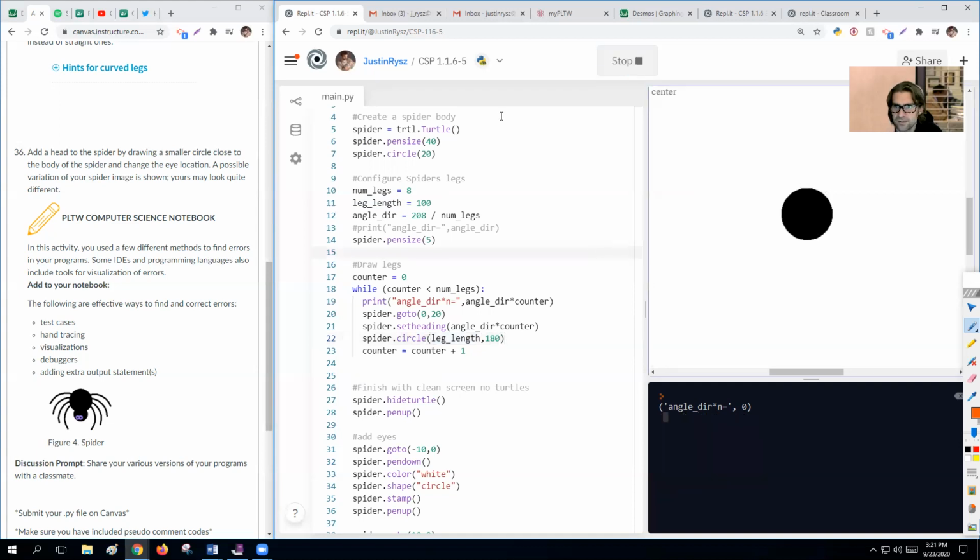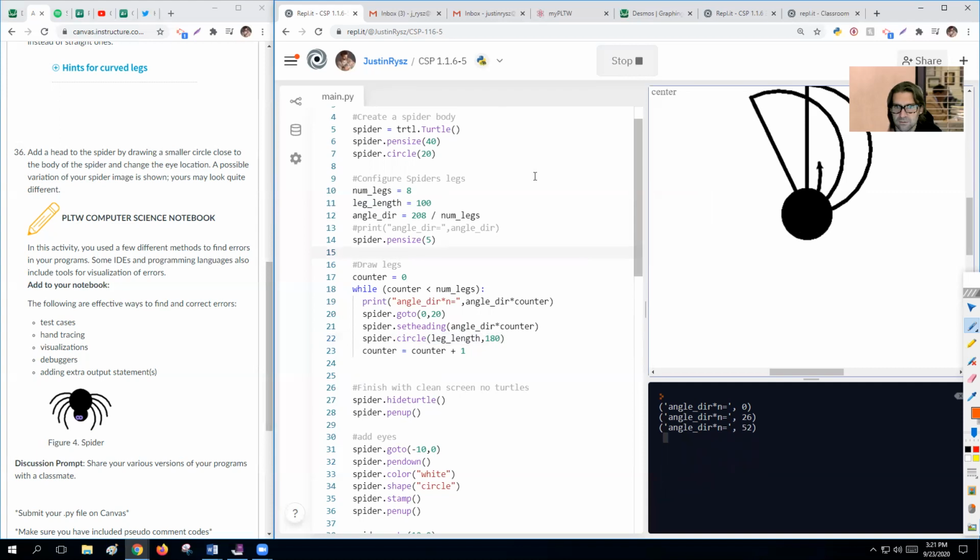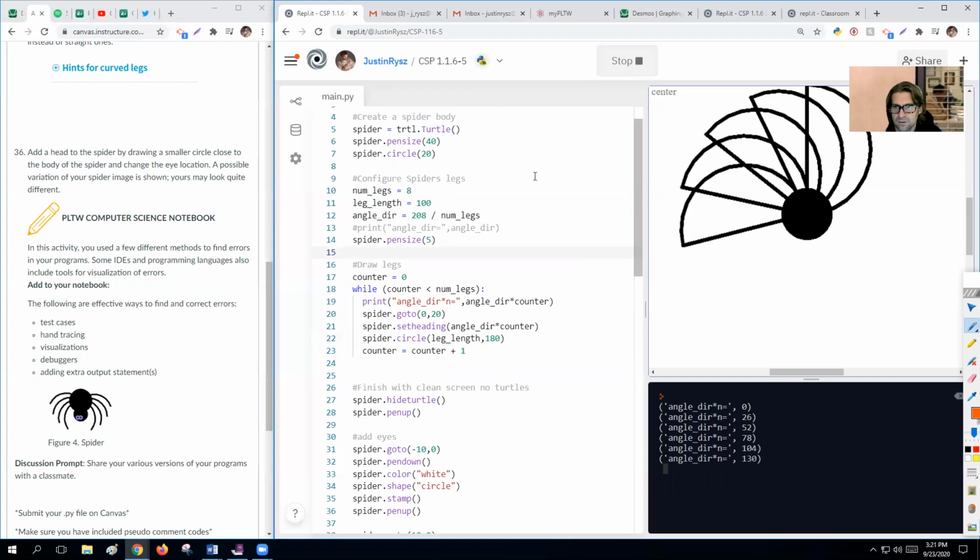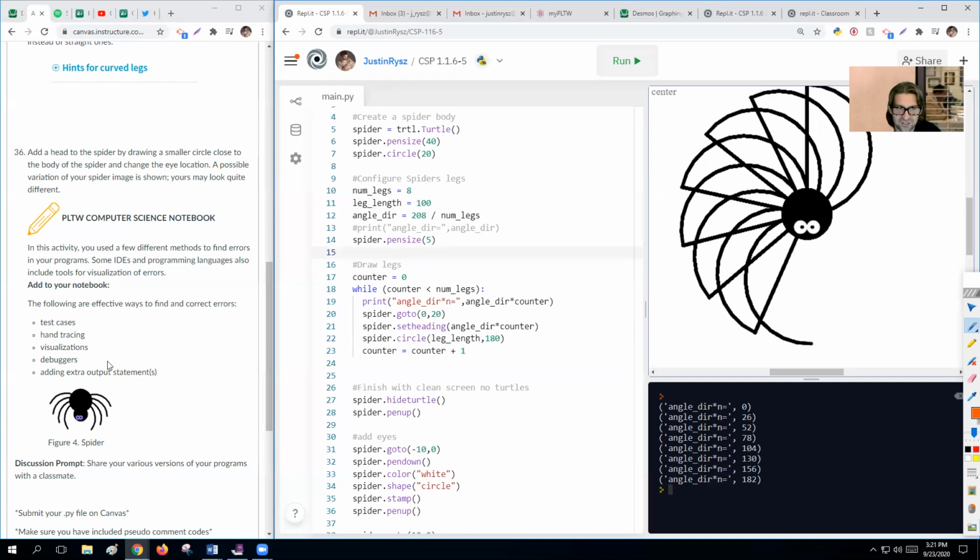Oh, I probably should have forked this. Oh, that is one crazy spider. So you can actually see what I did here. It's kind of messed up. We do have two different directions, so we're almost going to want to split this up into two different sides.